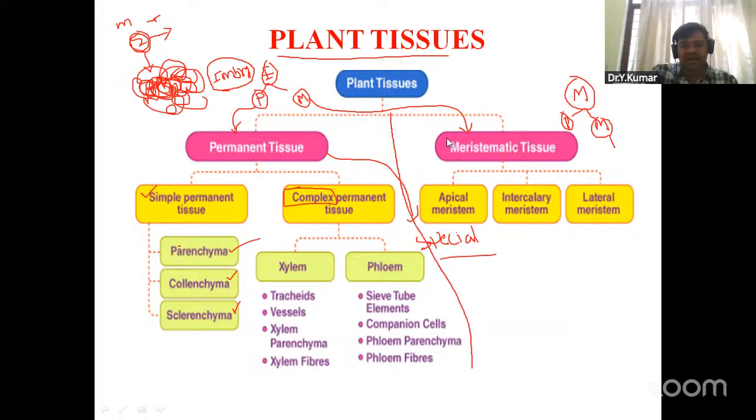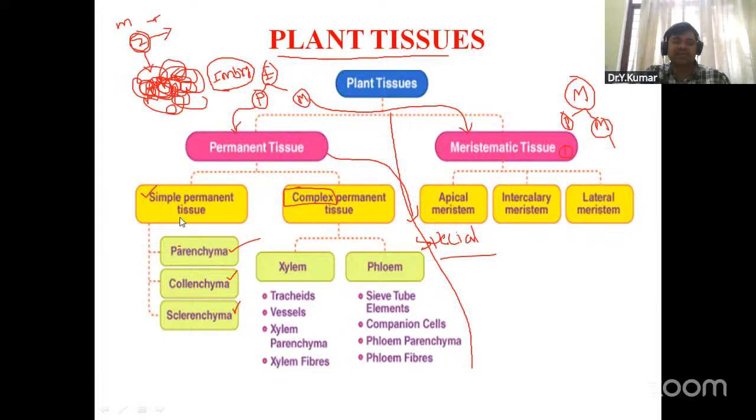Meristematic tissue. After meristematic tissue, because it is the first formed tissue, now let's enter into the permanent tissue. In permanent tissue, first we are going to complete simple permanent tissue, complex permanent tissue, later specialized tissue. Okay. The difference between simple and complex permanent tissue.